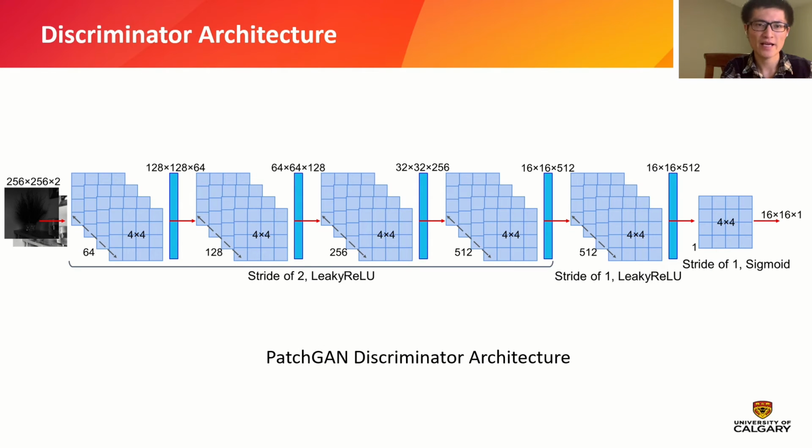This is the architecture of our discriminator. We use a 70 × 70 PatchGAN as our discriminator. Each value in the output matrix maps to a 70 × 70 receptive field in the input layer, identifying this patch as real or fake.